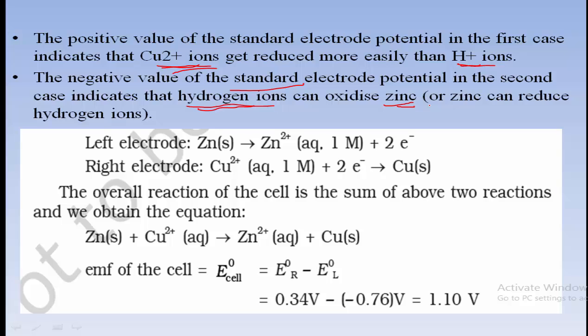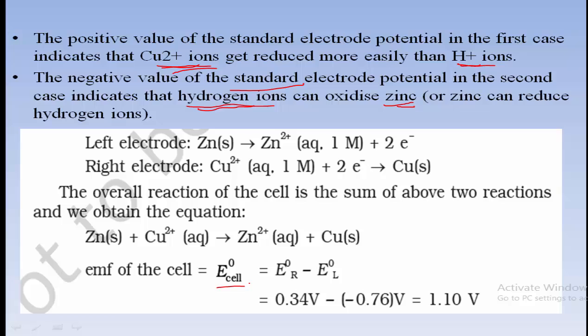Now when we take the Daniell cell, here what we will get is that at the left electrode zinc is there and at the right electrode the copper is there. Oxidation and reduction take place, and the EMF of that Daniell cell will be calculated by using the standard electrode potential values. How will you calculate that?